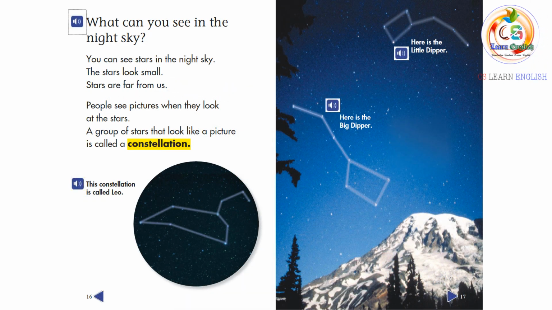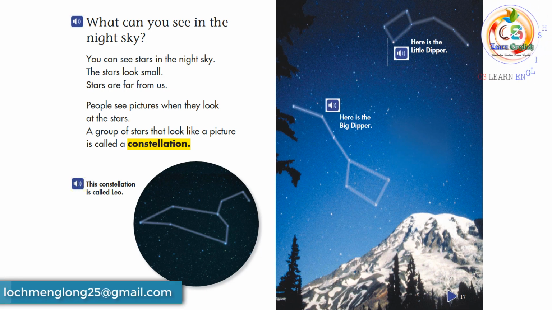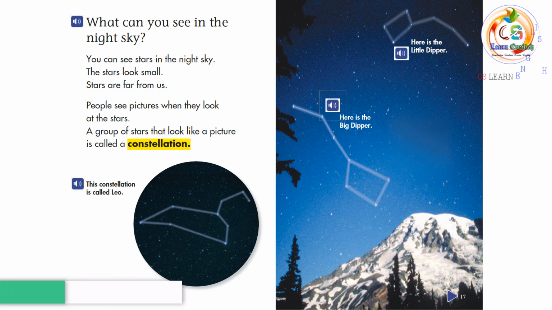What can you see in the night sky? You can see stars in the night sky. The stars look small. Stars are far from us. People see pictures when they look at the stars. A group of stars that look like a picture is called a constellation. This constellation is called Leo. Here is the Little Dipper. Here is the Big Dipper.